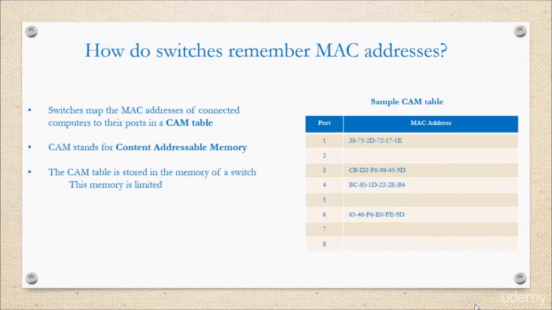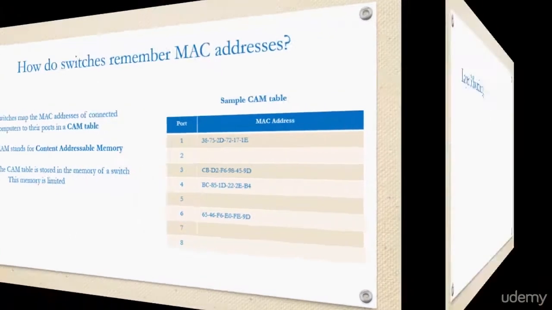The memory of a CAM table is really limited, and people can take advantage of the fact that switches store addresses in their memory. What they do is they constantly send MAC addresses and flood the switch, and really it makes the switch inoperable. So keep that in mind.